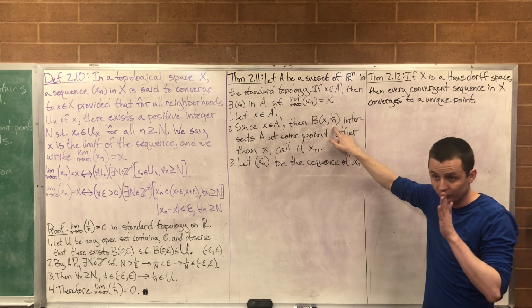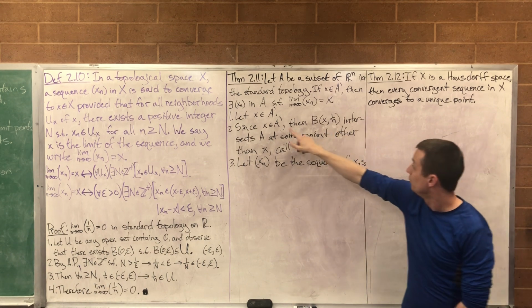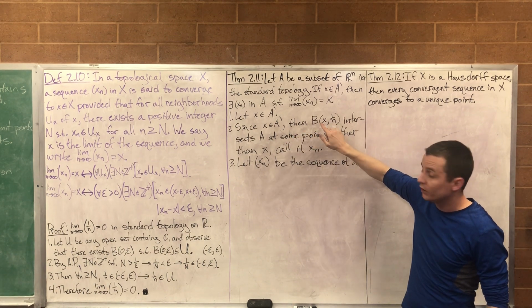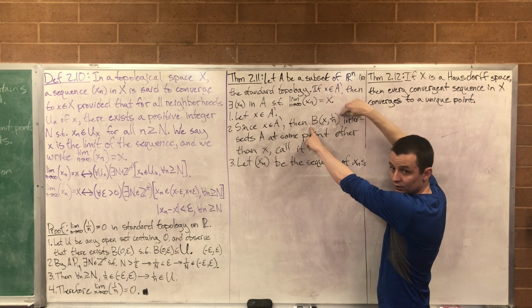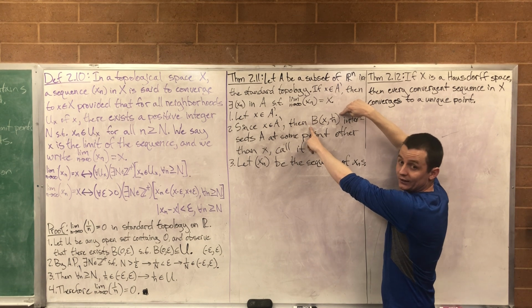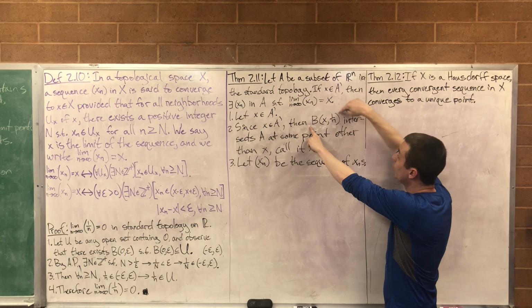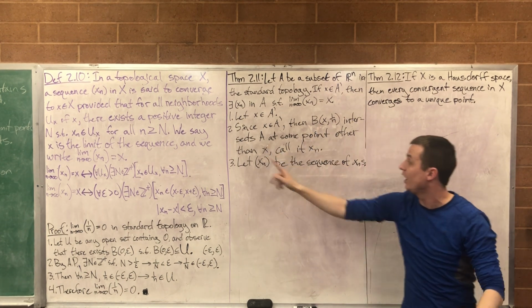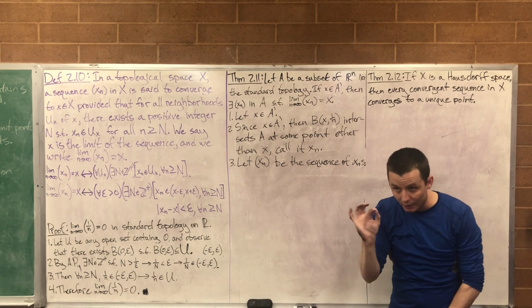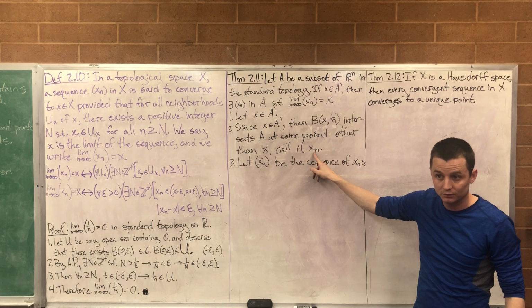I'm going to do this for a radius of 1, a radius of 1/2, a radius of 1/3, a radius of 1/4, etc. But for each open ball centered at x with radius 1/n, notice this is always an open set, right? And it contains x. So this is always an open set containing x. Therefore, the ball always intersects A at a point other than x. I'm calling that point where this ball intersects A, x_n.